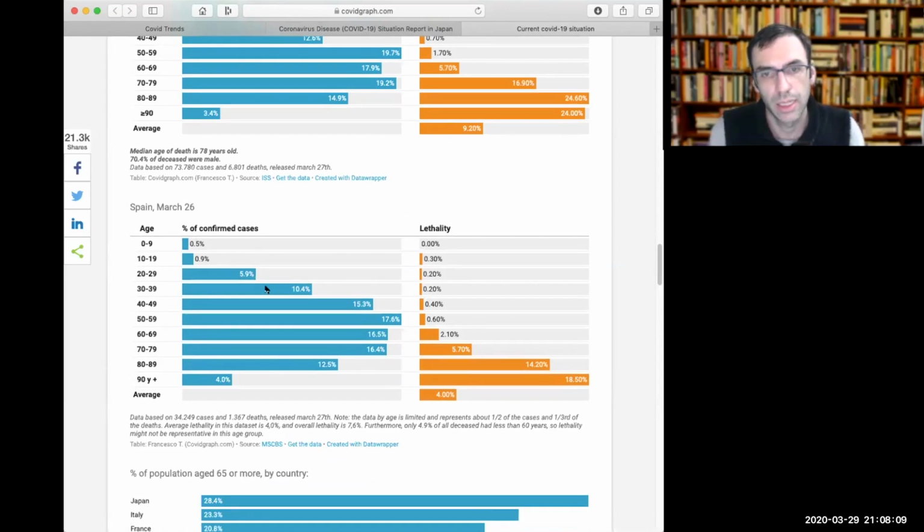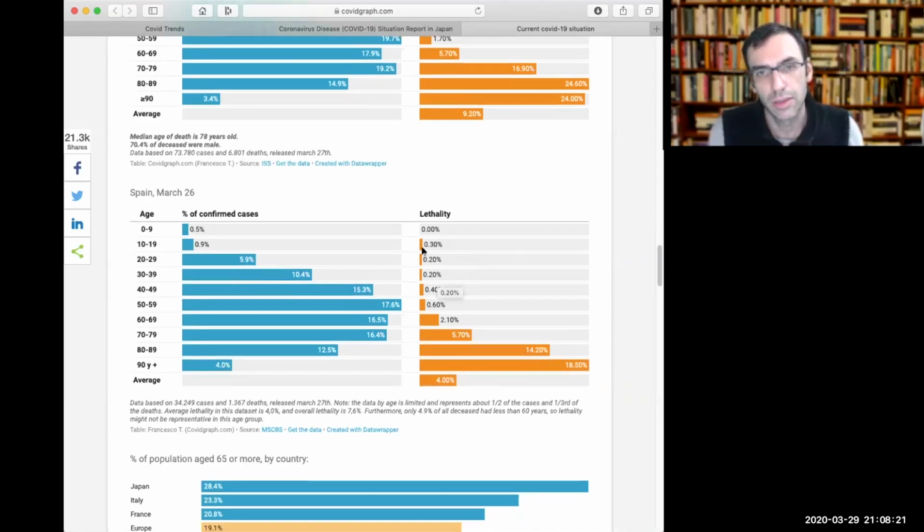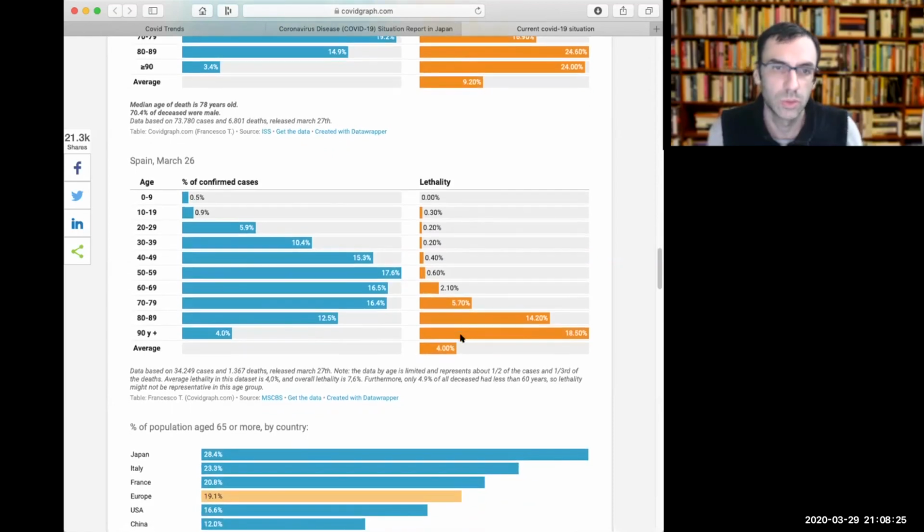This is Spain. Again, you'll see it less skewed. This is more of a standard bell curve that we would see in terms of confirmed cases, represents the population more, what we would say a more normal bell curve. But here we see lethality very highly skewed towards the upper aged individuals.